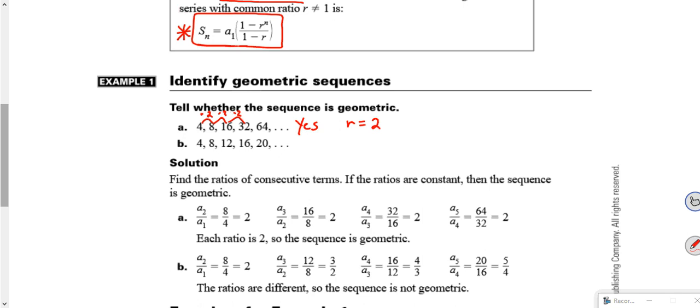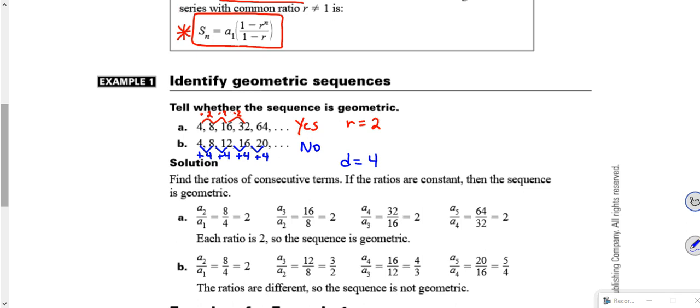Okay, the next one, if you look at it, again, from 4 to 8, you could multiply by 2 or add 4. 8 to 12, add 4 or multiply by some fraction. So this looks like it's a plus 4. 12 to 16 is plus 4. 16 to 20 is plus 4. Is that geometric? No, that would be arithmetic, where the d would be 4. That's what we covered last time in 7.2. So if you're adding or subtracting a number to get from one term to the next, it's an arithmetic sequence. If you're multiplying, or dividing, by a number to get from one term to the next, it is a geometric sequence. So that's the difference.